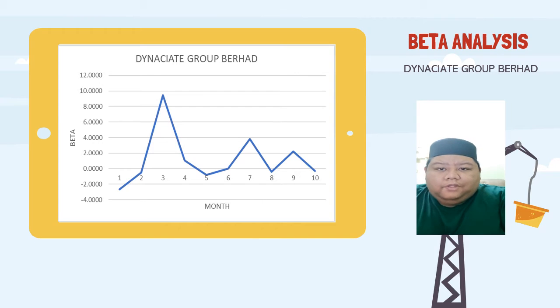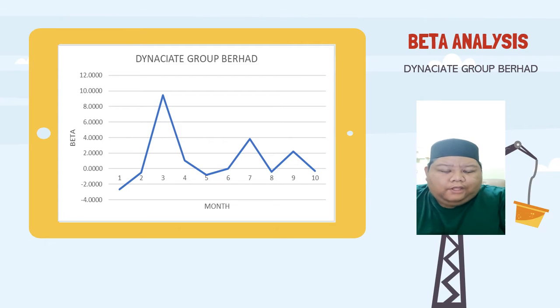The graph above shows the beta analysis for Dynastic Berhad, and here we can see that at the beginning of January the point position is below 1.0, which indicates that the stock moved less than the market. This situation continued until February, despite an increase from the last month, but the beta position is still at the negative level.